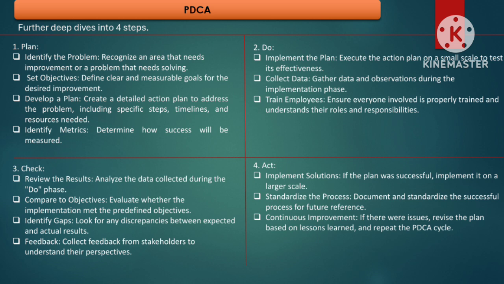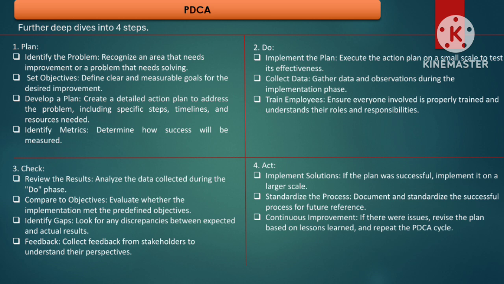And then you will try to understand the gaps in the process, look for any discrepancies between expected and actual results. Very important that you collect any feedback coming from any stakeholders, and this will help you for continuous improvement. That's a feedback loop that will help you to eliminate the errors or improve the process.